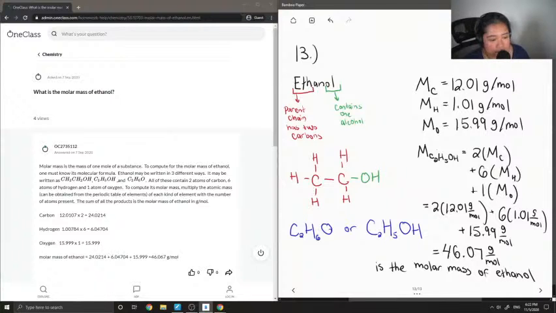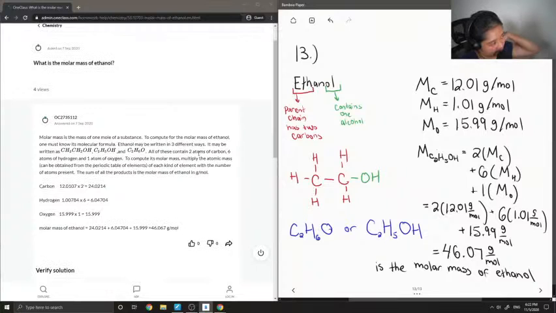Okay, so let's see what our junior tutor said. Molar mass is the mass of 1 mole of a substance. To compute for the molar mass of ethanol, one must know its molecular formula. Ethanol may be written in 3 different ways. May be written as CH3CH2OH, C2H5OH, and C2H6O. All of these contain 2 atoms of carbon, 6 atoms of hydrogen, and 1 atom of oxygen.